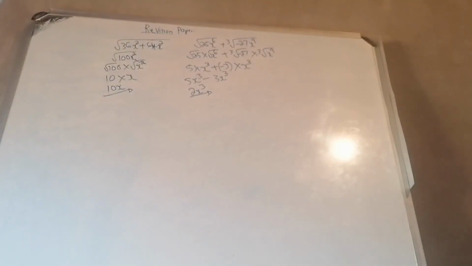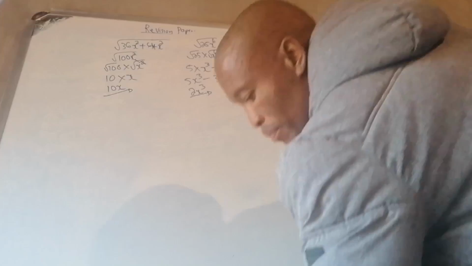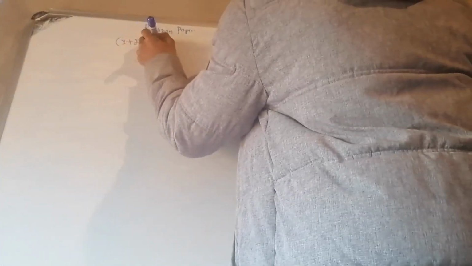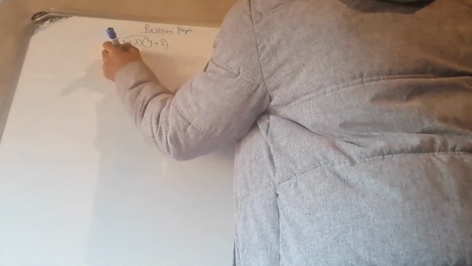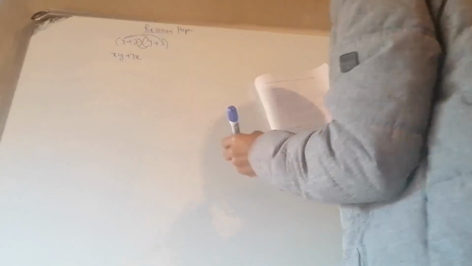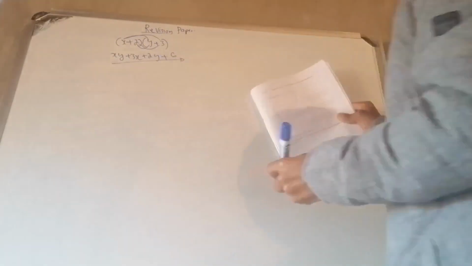And then one more. How do you remove brackets? We simplify the following: (x + 2)(y + 3). Now simplify: x times y, xy; x times 3, 3x; 2 times y, 2y; 2 times 3, positive 6. And then you are done.